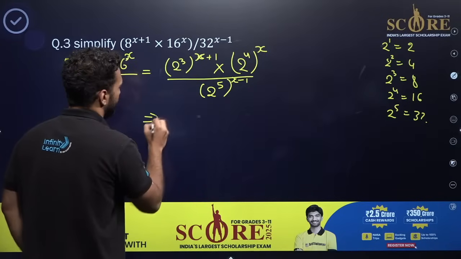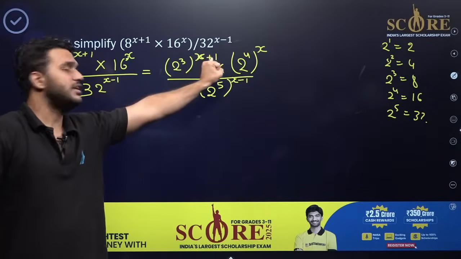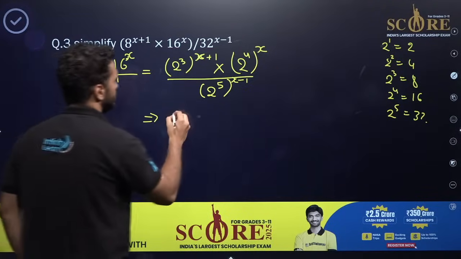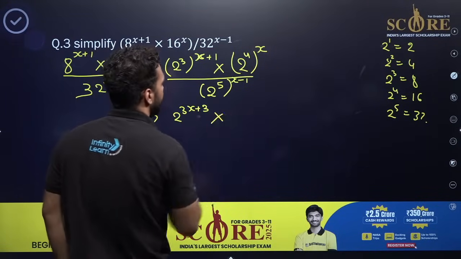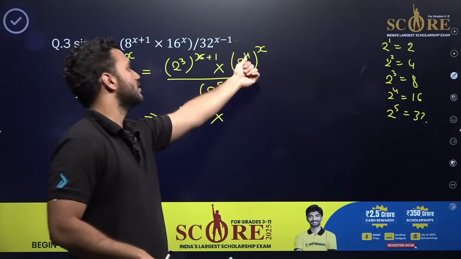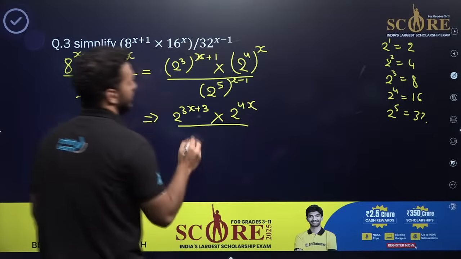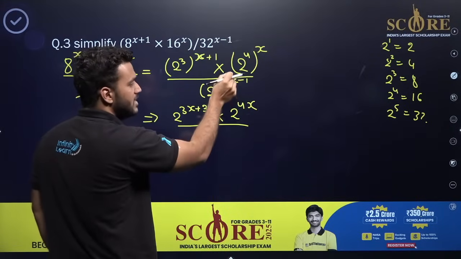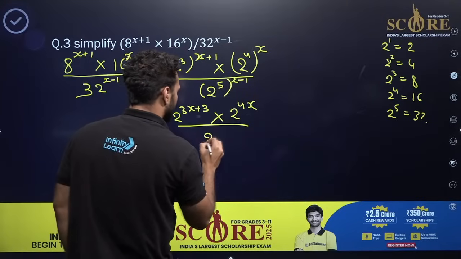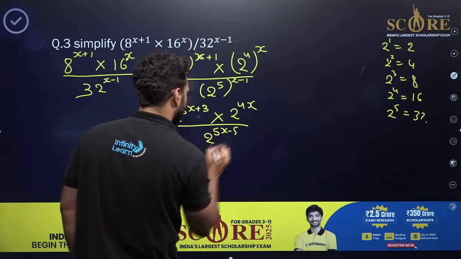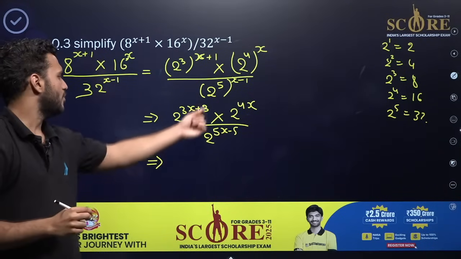Now, if I go for simplification, what will I get? See, power to power gets multiplied. This 3 will be multiplied by x plus 1. What will I get? 2 to the power 3x plus 3, into, what will I get here? Sir, 4x. 2 to the power 4x. What will I get here? Sir, 5x minus 5. 5 will get multiplied with x minus 1. Divided by 2 to the power 5x minus 5. Now again, what I told you in the previous question: make them all numerator.